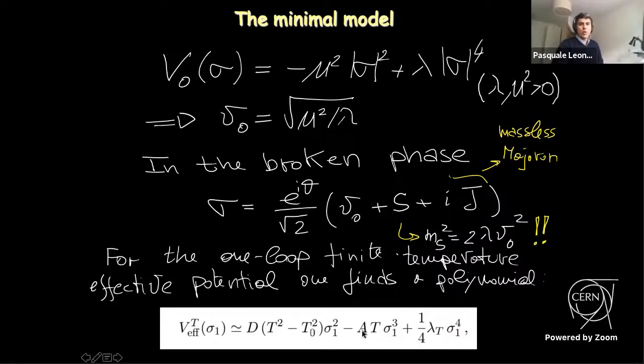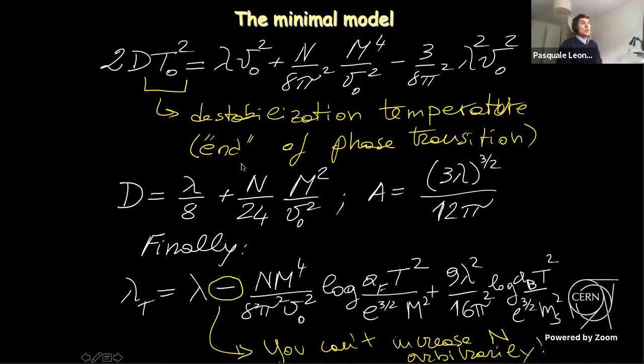I give you the expression of the coefficients to highlight. First of all, notice that the cubic term is non-zero only at finite temperature. Another thing to highlight is that the right-handed neutrinos, as I said, contribute to the thermal effective potential, in particular to the destabilization temperature, but they also enter the coefficient in the quartic term with a negative sign. So that means that you will have an upper bound on the number of right-handed neutrinos from stability of the potential. You can't increase n arbitrarily, and this will play a role in the results, as we will see.